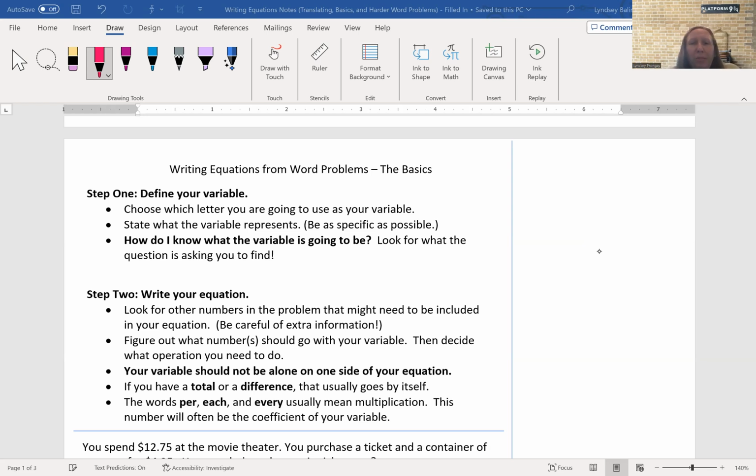You're going to look for other numbers in the problem that might need to be included. Sometimes there might be some extra information in there, so you do have to be wary that you're not necessarily going to use everything. Figure out what numbers are going to go with your variable and decide what operations you need to do.